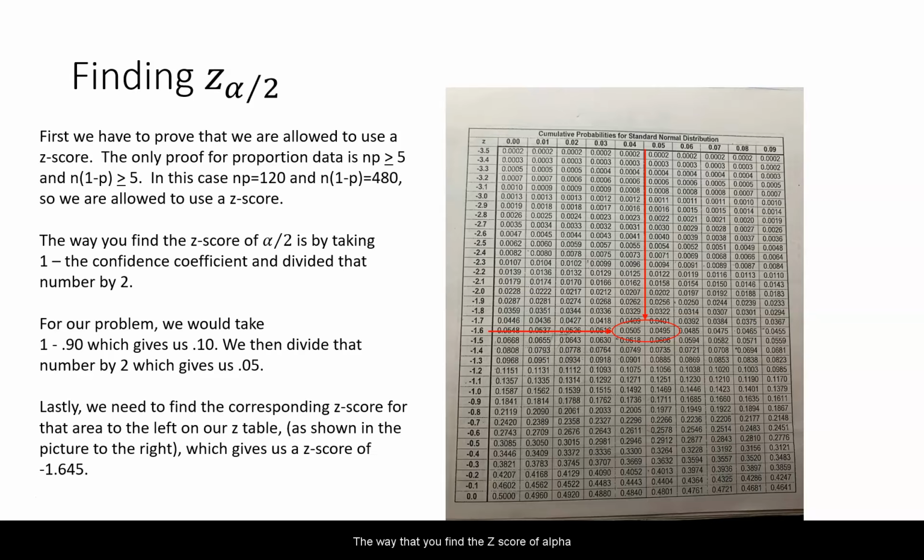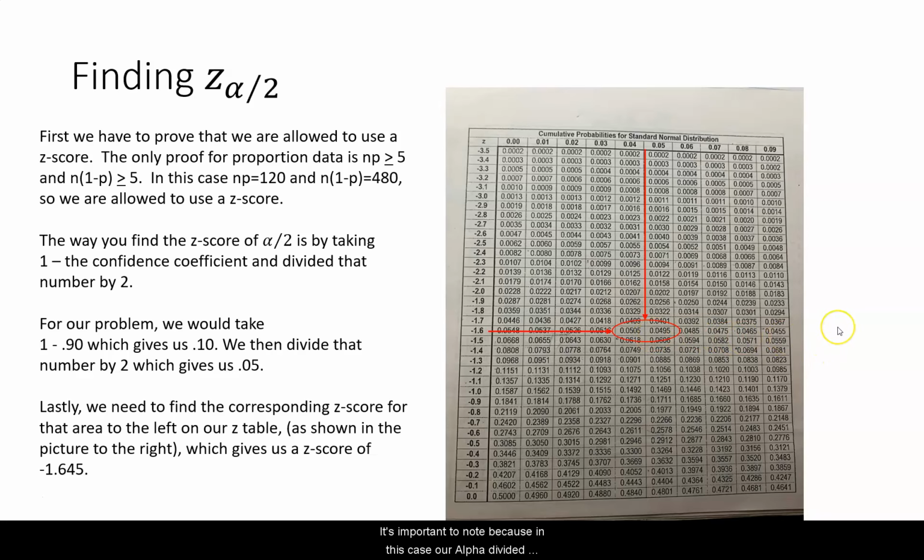The way that you find the z-score of alpha divided by 2 is by taking 1 minus your confidence coefficient and dividing that number by 2. So for our problem, we would take 1 minus 0.9, which gives us 0.1. We then divide that number by 2, which gives us 0.05. Lastly, we need to find the corresponding z-score for that area to the left on our z-table, which is shown in the picture right here, which gives us a z-score of negative 1.645.